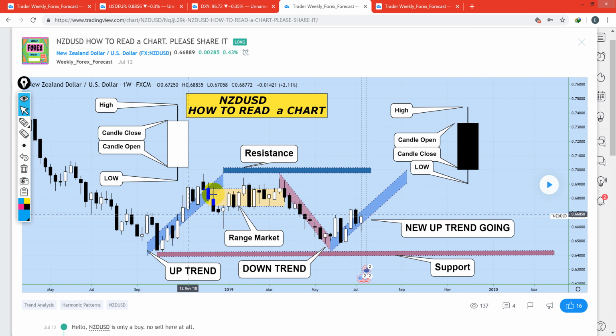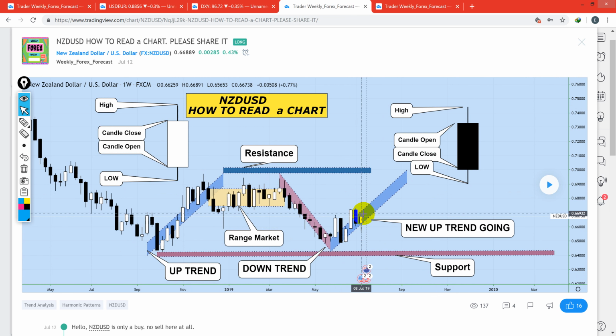This is uptrend, this is resistance, this down price is your support. This is a range in the market. The market is ranging here. The price did come down to the support level. It did bounce. This is the New Zealand dollar. The New Zealand dollar is going in an uptrend now. It will not be smart to go and sell it.